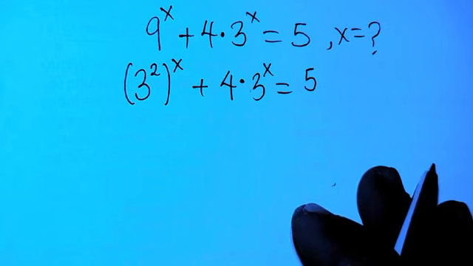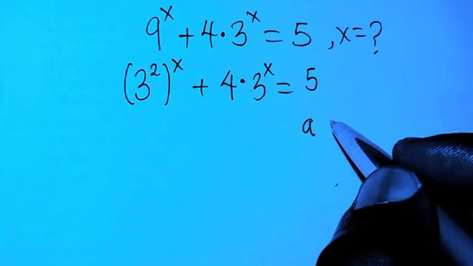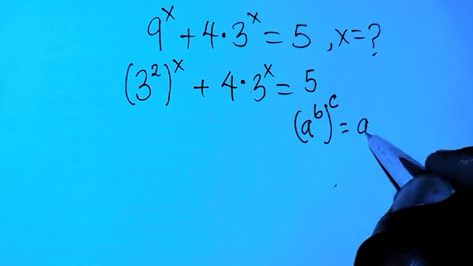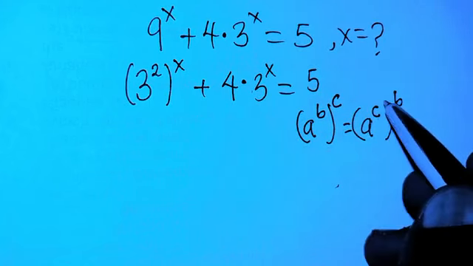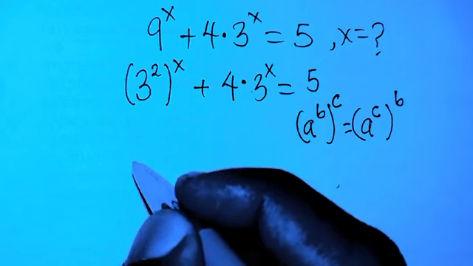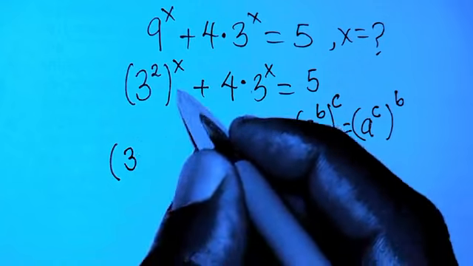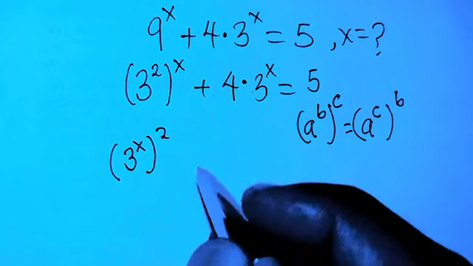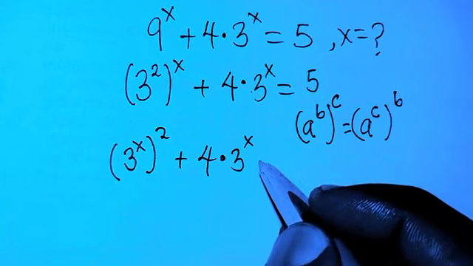Now from the law of indices, whenever you have a to the power of b, to the power of c, you can write this as a to the power of c, then to the power of b. That is by taking the c inside and taking the b outside. We are going to do the same thing here. I'm going to interchange the 2 and x like that. So 3 to the power x will come in, then I'm going to have 2 outside, then plus 4 multiplied by 3 to the power x equals 5.